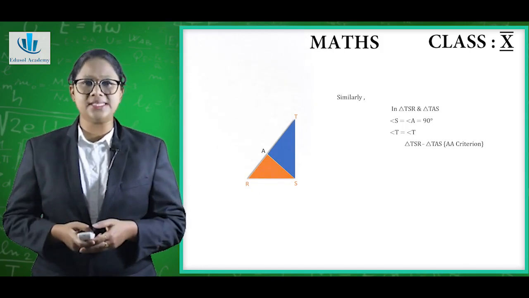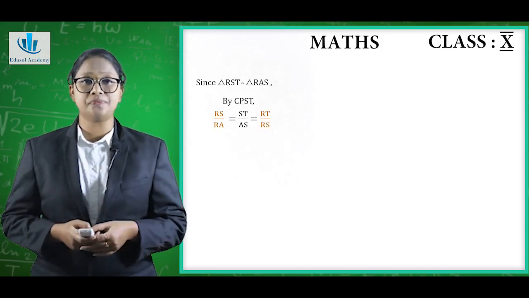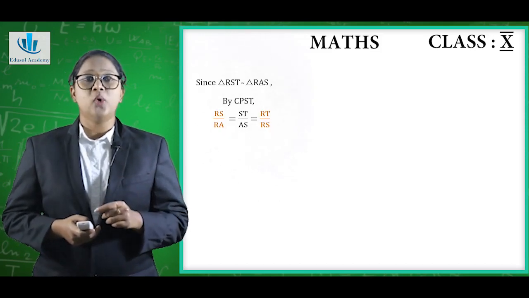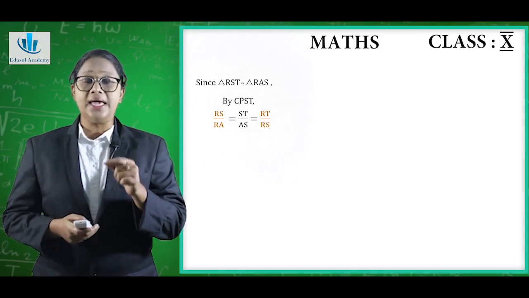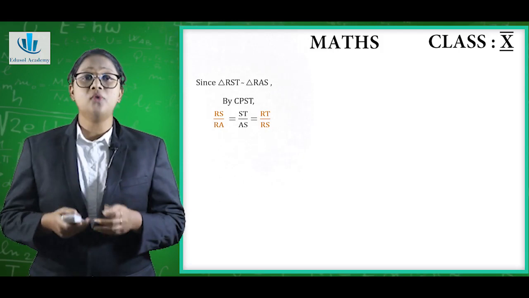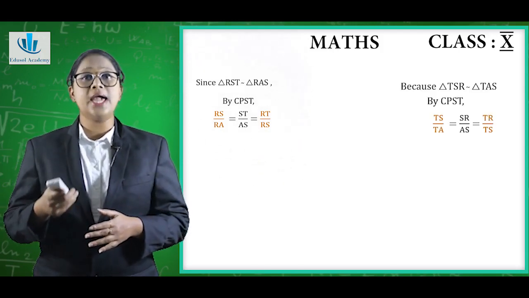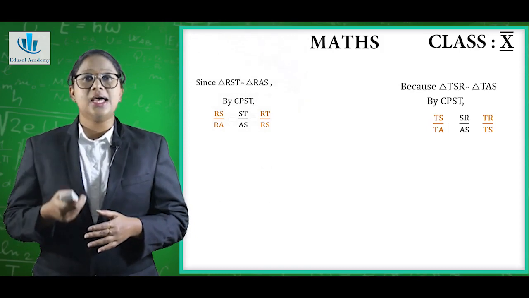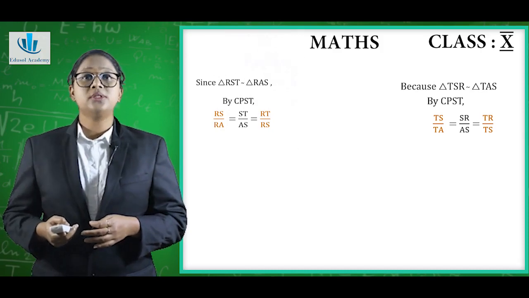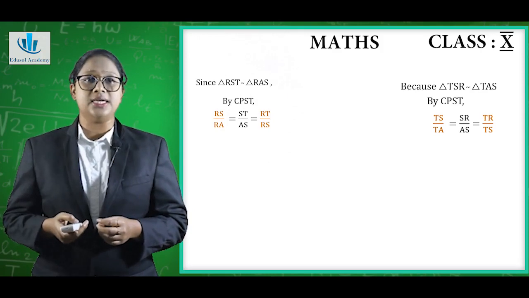Now for the CPST part, we can write for triangle RST and triangle RAS, the CPST will be RS by RA equal to ST by AS equal to RT by RS. Now for the other two triangles, namely triangle TSR and triangle TAS, the CPST will be TS by TA equal to SR by AS equal to TR by TS.